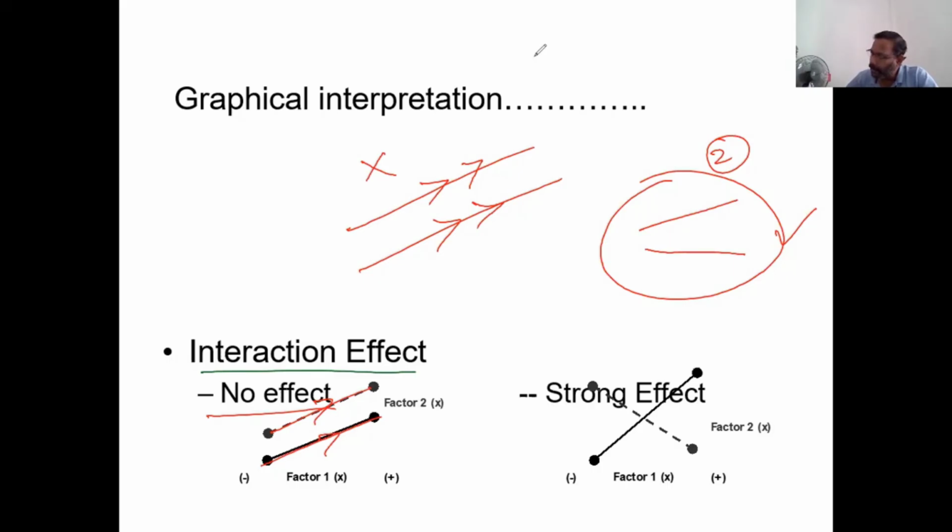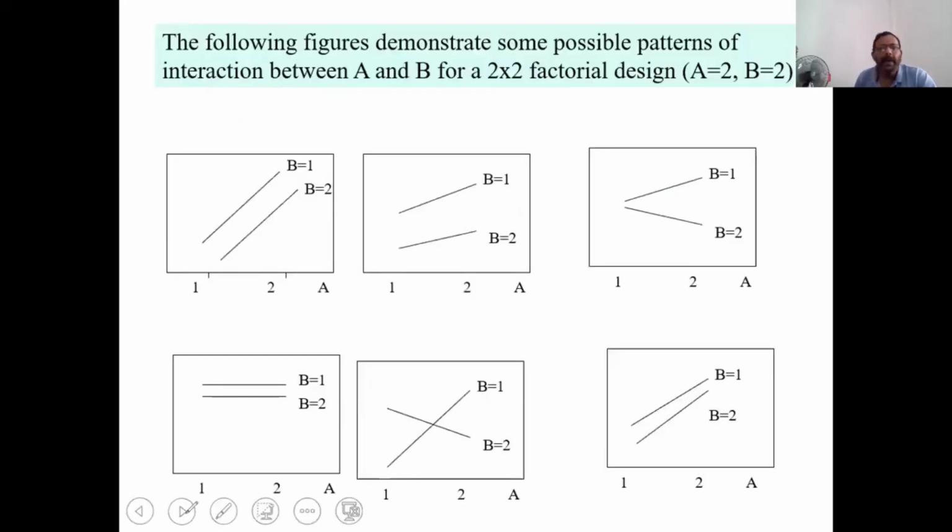Right, I'm going to show you different diagrams of interactions. I'm taking only two factors. Let's say factor A.